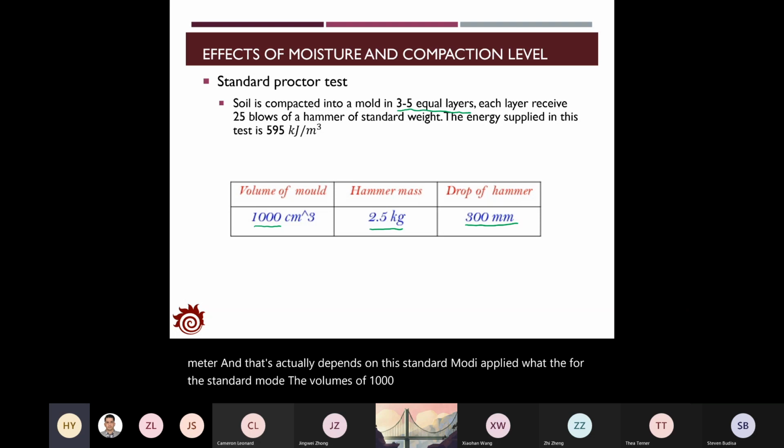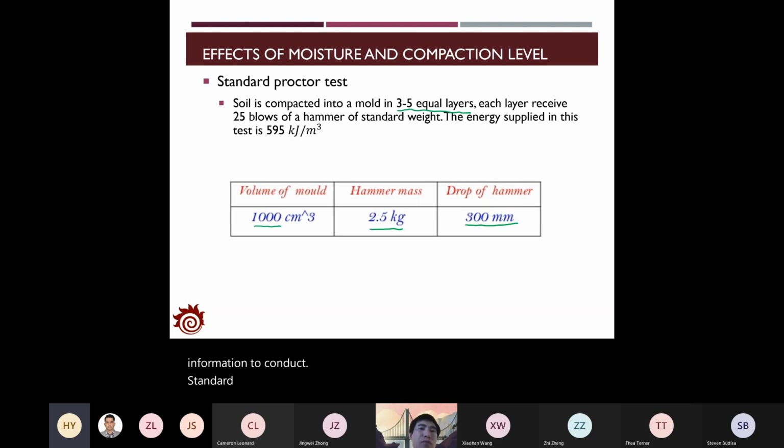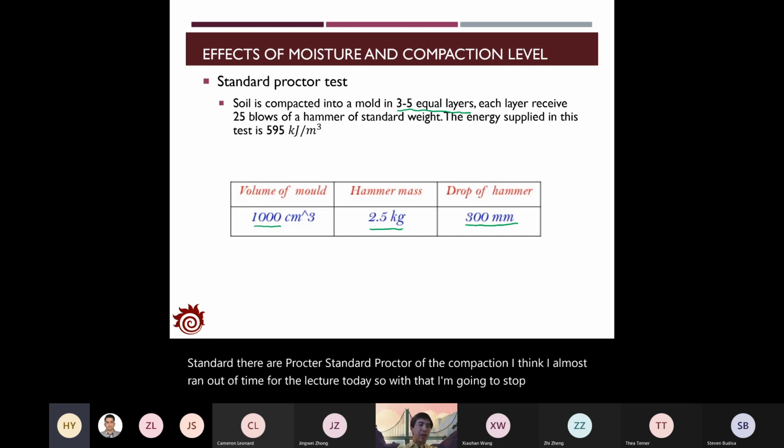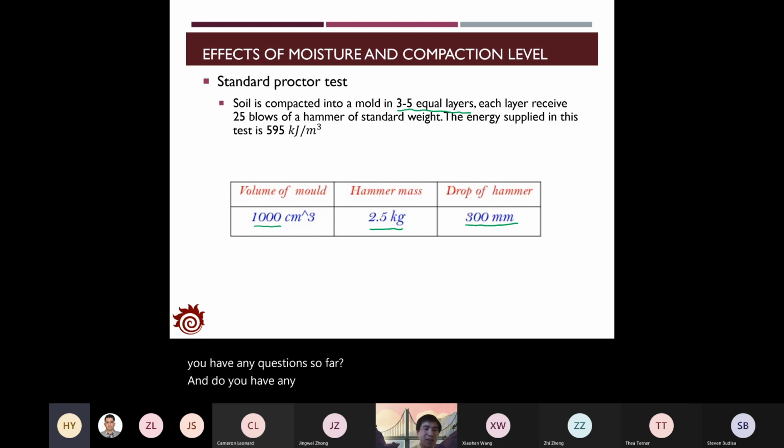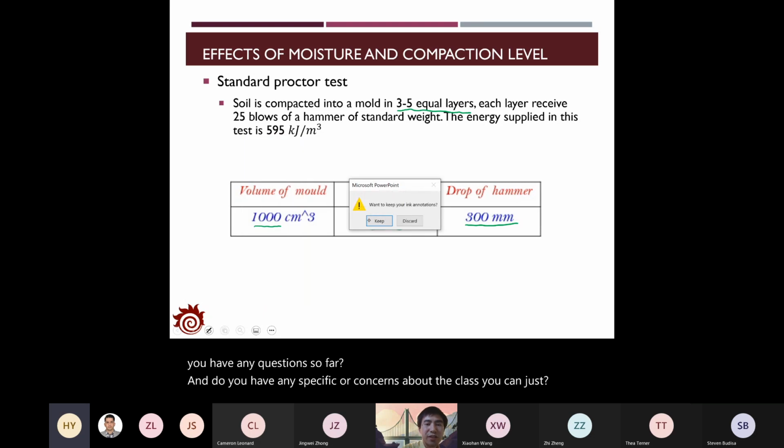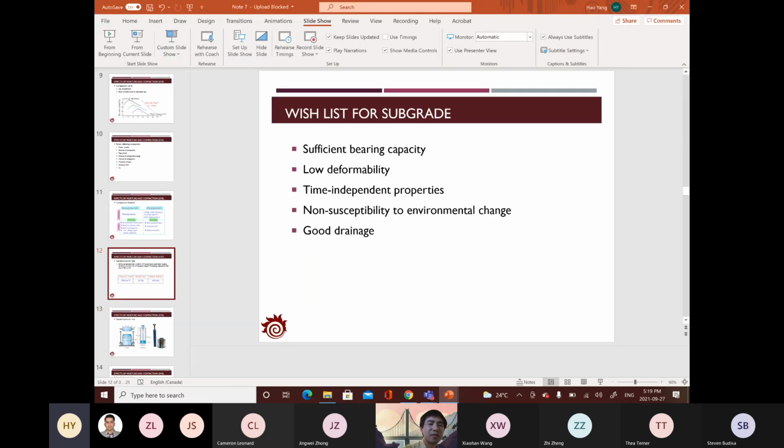So you can use that information to conduct a standard Proctor compaction. I think I almost ran out of time for the lecture today, so with that, I'm going to stop here. Do you have any questions so far? Do you have any specific concerns about the class? You can bring your questions at any time.